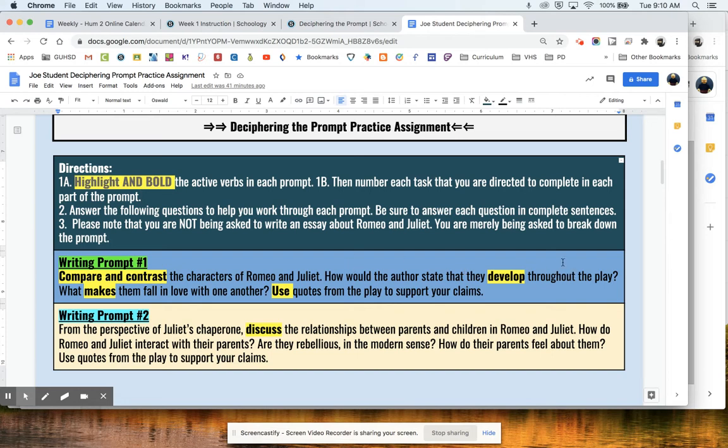It's a very wordy question, but really, if you think about character development, that relates to character change. So in this, you think, well, comparing and contrasting the two characters and how they develop, it seems like their relationship is the centerpiece of this essay, what makes them fall in love with one another. Again, that relates to character traits. It is not worded very well.